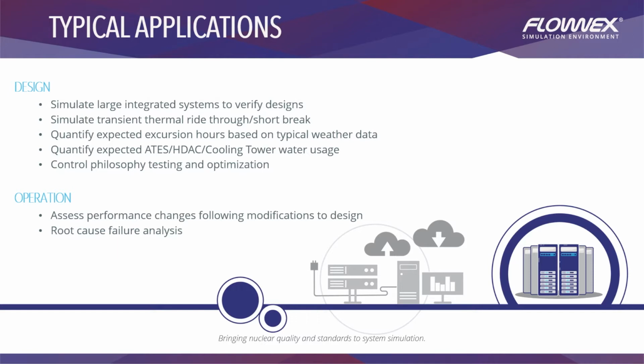It's possible to take typical weather data for a region and perform an automated set of parametric runs in Flownex. This gives you an indication of what the expected chilled water temperatures or the expected air supply temperatures will be for different ambient temperatures, and will allow you to quantify the number of excursion hours using typical weather data.